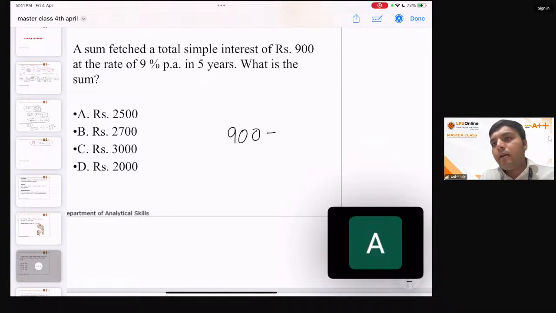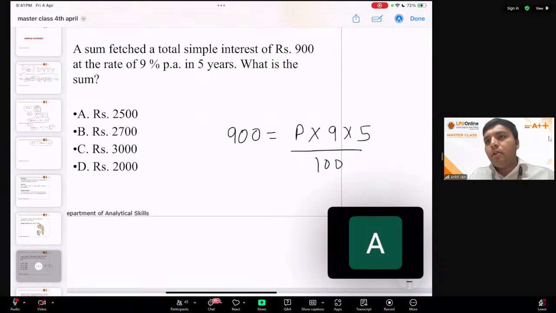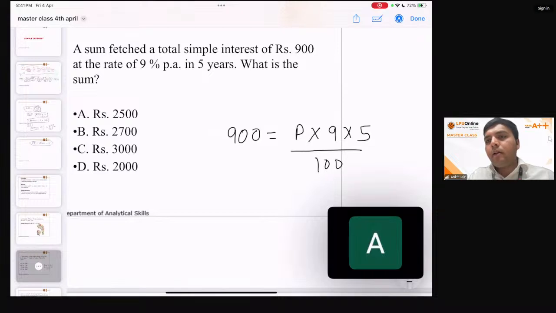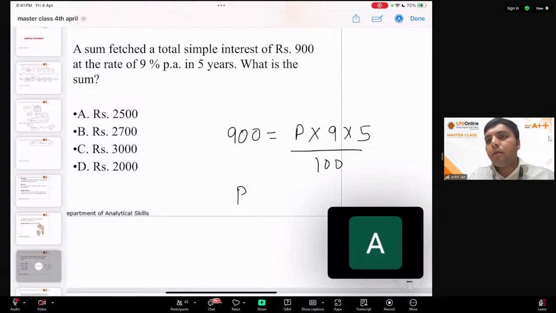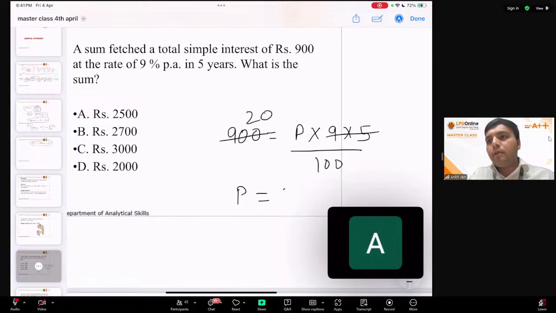So 900 is equal to principal. We have to find the rate is 9 and time is 5 by 100. Simple. 9 5s are 45, and 90 is a half of 45. Means your answer is 2000. So principal is 2000.